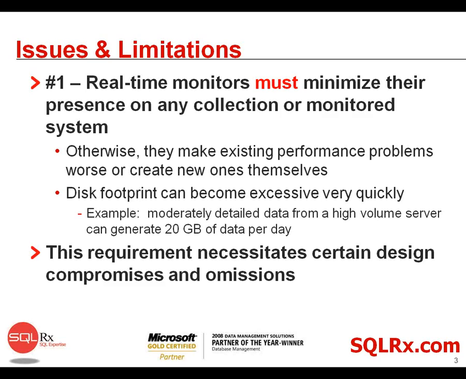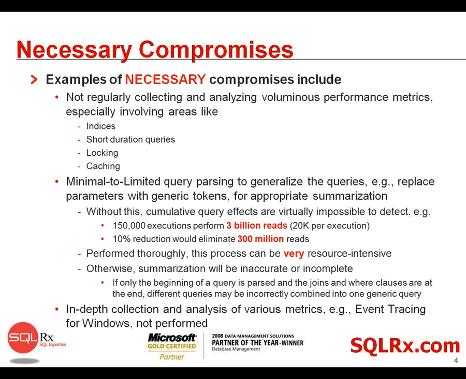So you can see very quickly, if they aren't very judicious about how they handle these things, they're going to have a problem. Because of this, they have to make certain design compromises and also leave out some data, or at least take it at an extremely high level. Examples of these compromises are that you can't collect the most voluminous metrics. So, for example, things about indices, because this kind of data mushrooms very quickly.